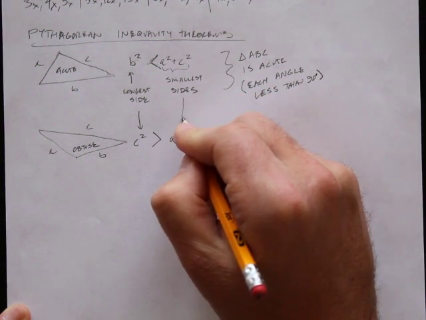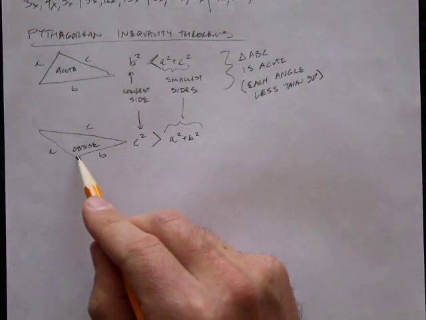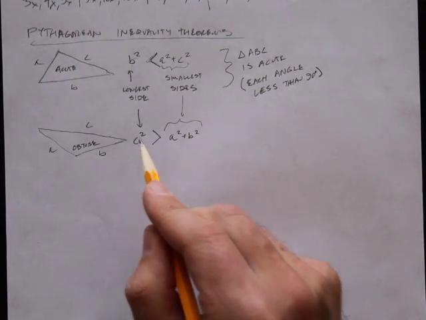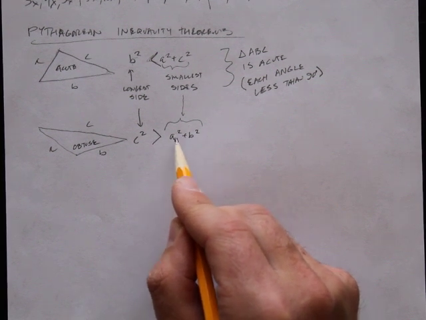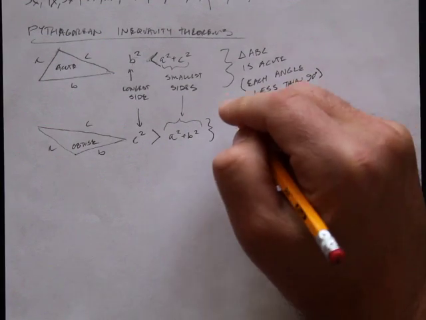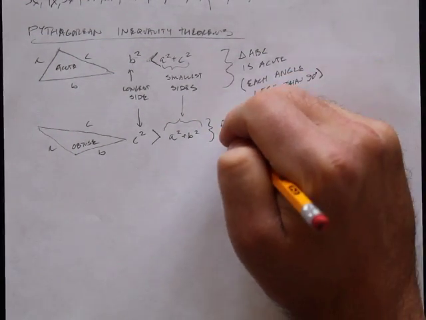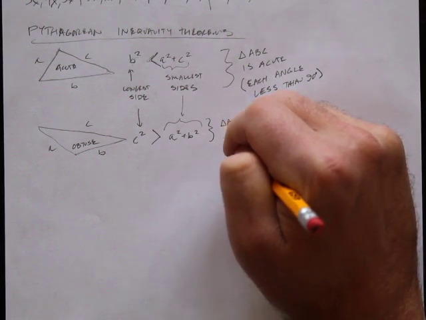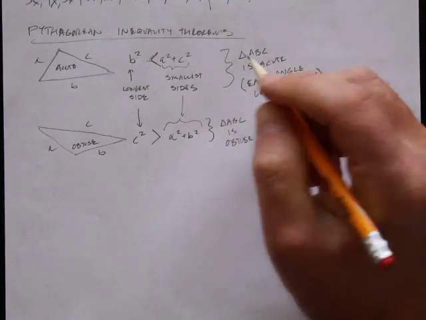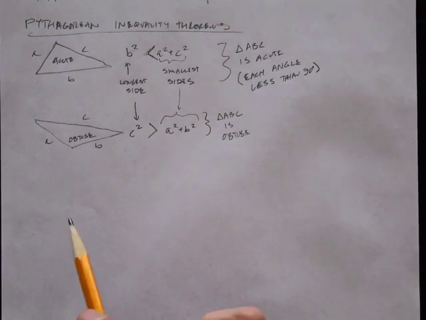So notice, when I have an obtuse angle, the longest side squared is going to be greater than the other two sides squared. Remember, triangle ABC is obtuse, meaning it just has one angle that is greater than 90 degrees. The other 2 are always going to be less.